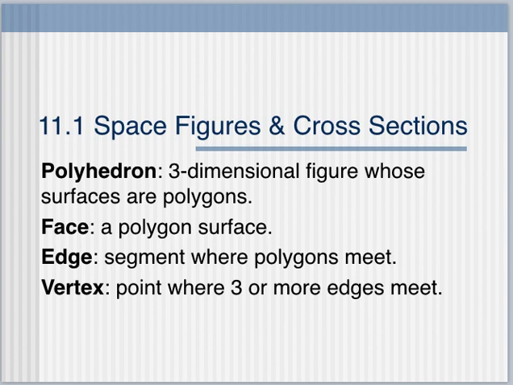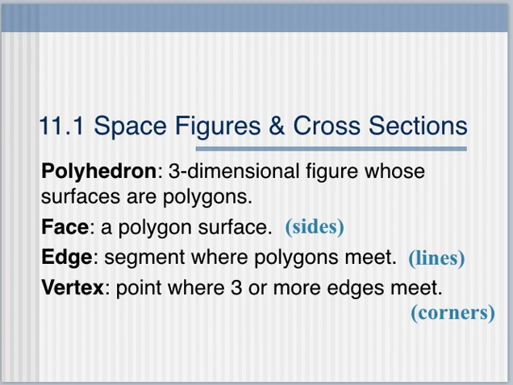Now, good news is there's a shorter, less formal way to think of those three definitions. You could think of a face as just a side of your three-dimensional shape, an edge as the lines where two sides meet, and a vertex as the corners of your three-dimensional shape.